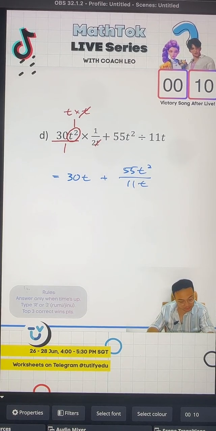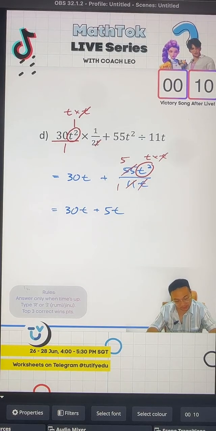Why? Because whenever you draw a line like that in a fraction, it means divide. And it's very much easier for you to visualize what's happening. Now you know that this is t times t, right? So you just cancel away 1t, and you're left with only 1t. And what about 55 and 11? Divide by 11, you get 5. Divide by 11, you get 1. So you end up with 30t plus 5t.